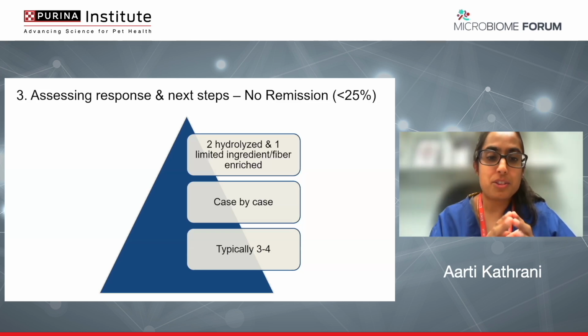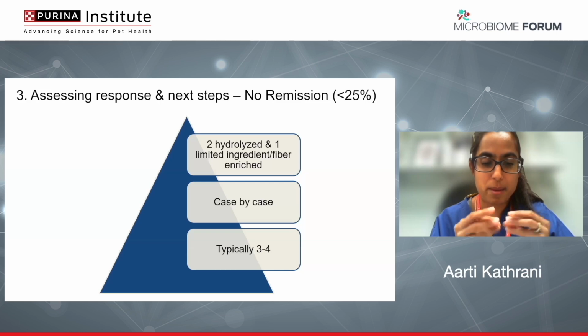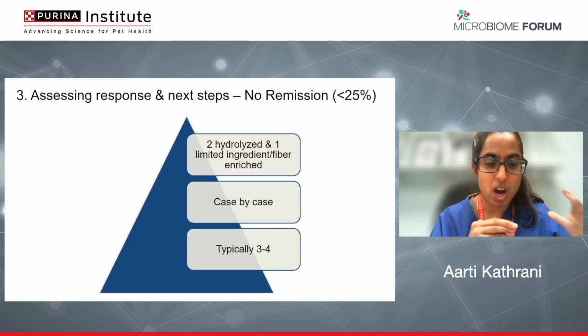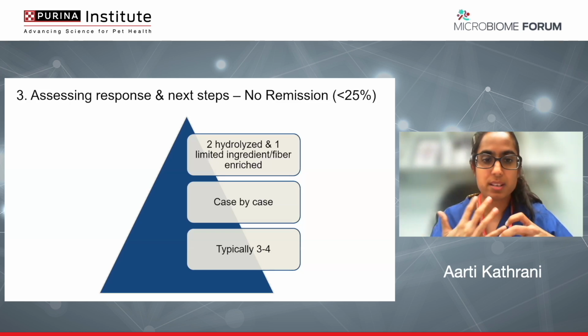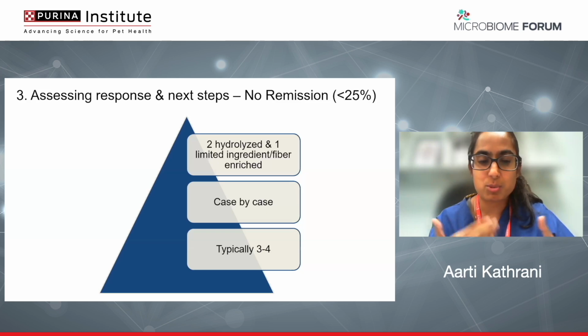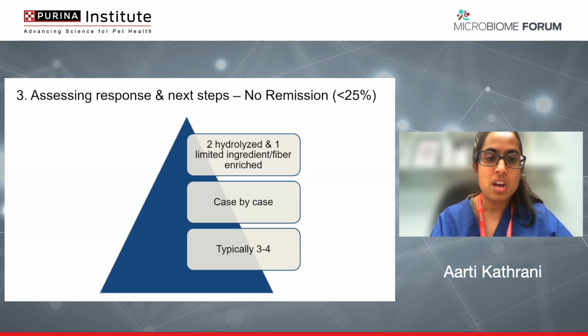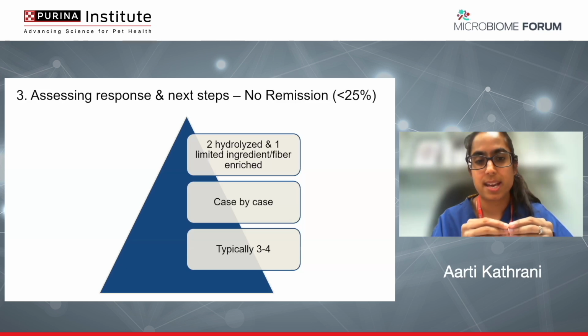Typically, I say to try 3 to 4, but this is based on a case-by-case basis, because really we need to see what the patient is doing. If it's developing hypoalbuminemia or the clinical signs are worsening, we're not going to keep doing diet trials. We need to get to the bottom of what's going on and we need to treat the inflammation. So this is just a general guide. I don't like to put a number on it, and I'll explain why in the next slide, but really we have to take it case by case.